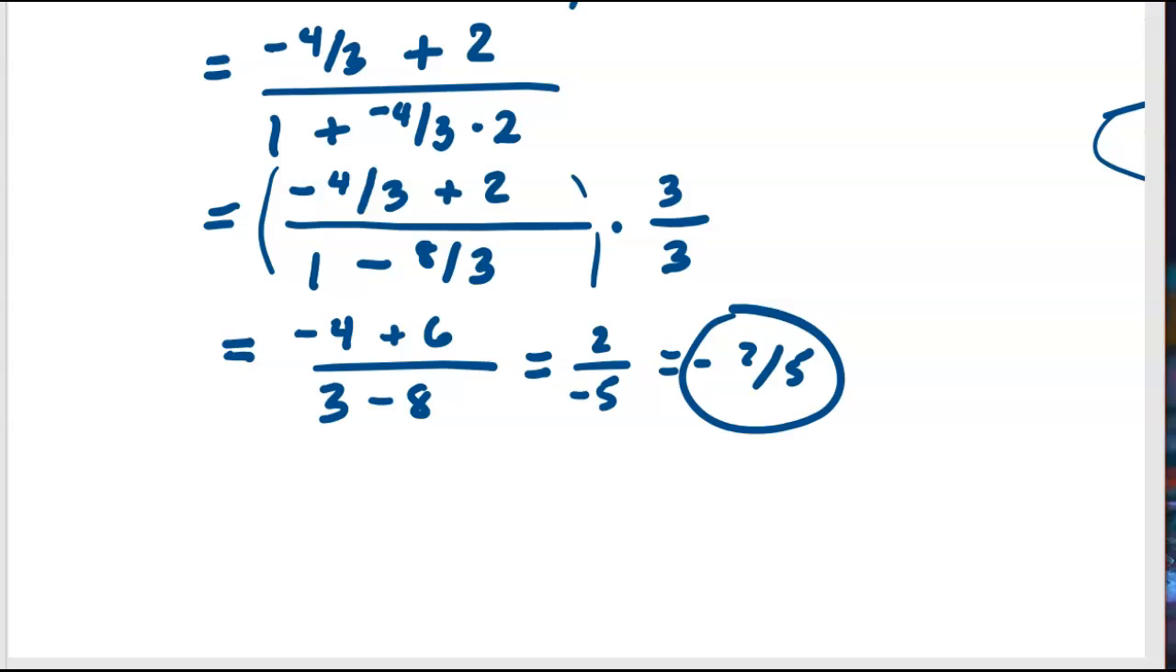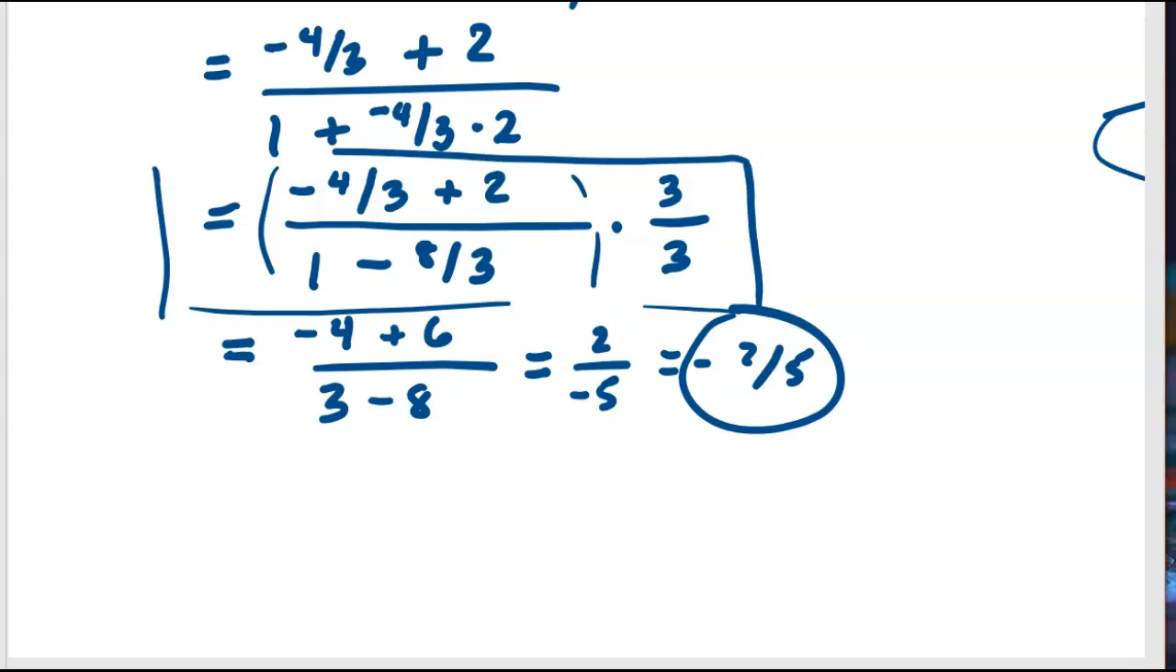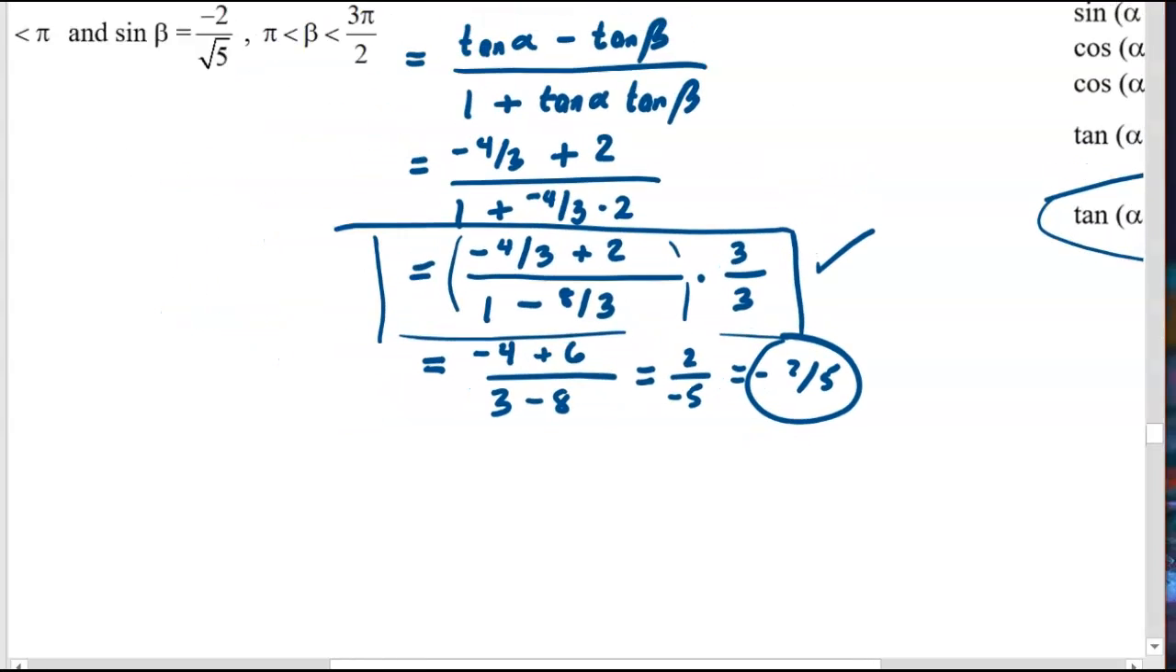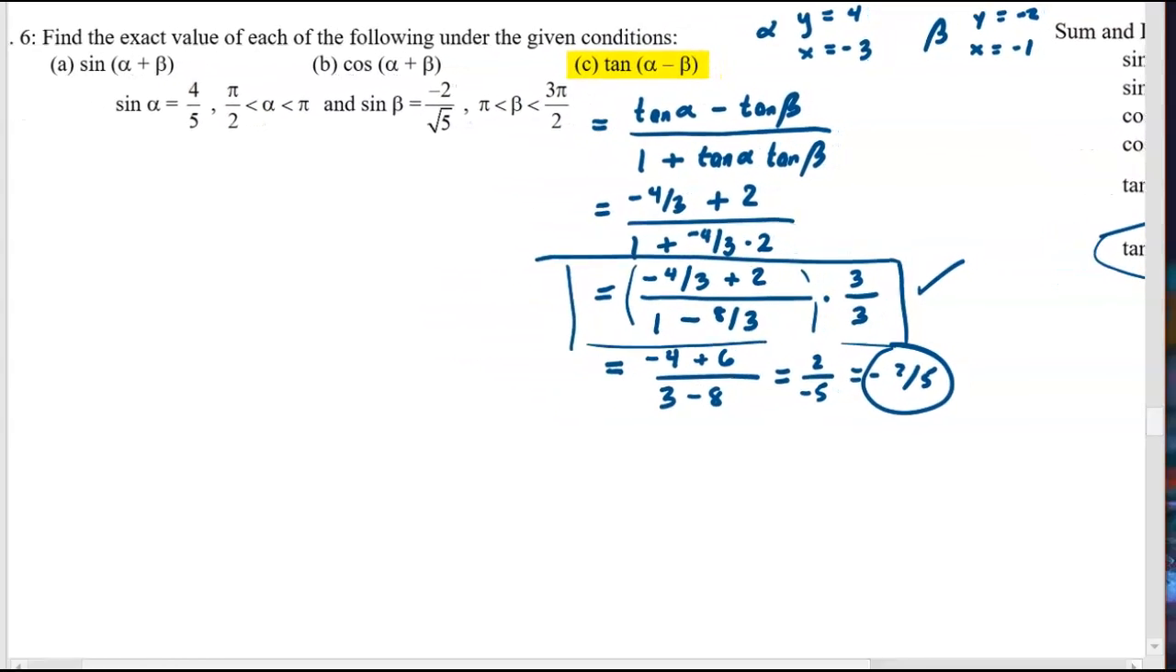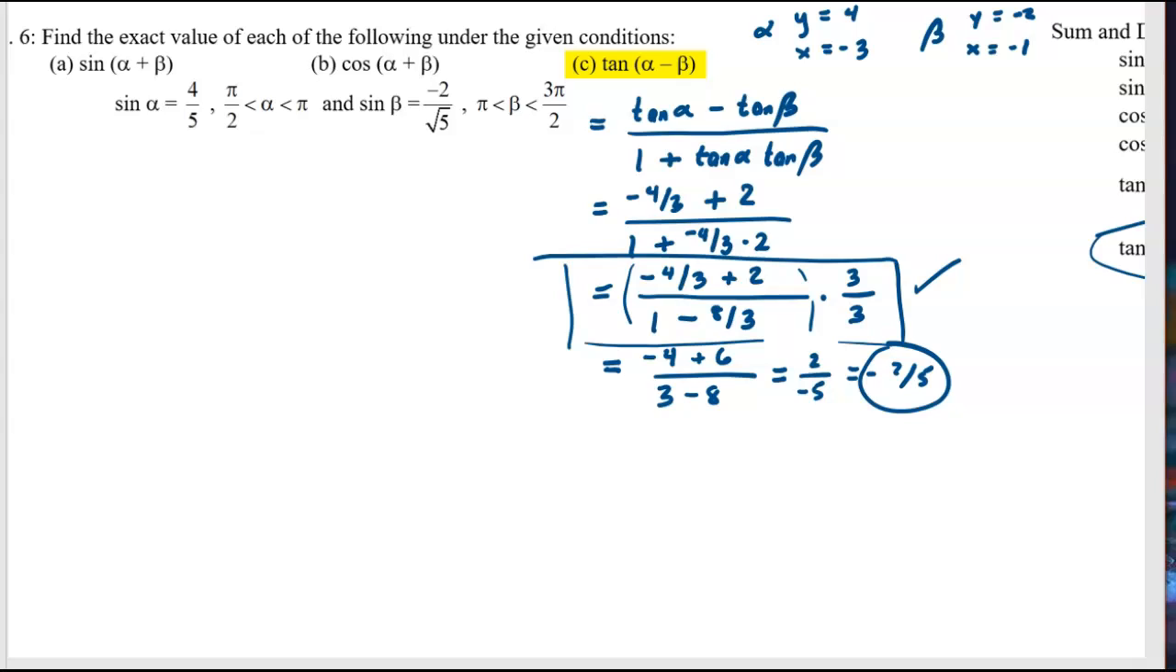Okay, so if you just wanted to do negative 4/3 plus 2, right, and get 2/3, and then in the denominator subtract and get what, negative 5/3, and then keep change flip and all that, that's fine. But I just wanted to show you that when there are variables involved or radicals involved, this little trick here will save you some time. All right, so that is the end of example 6. So that's a recap.